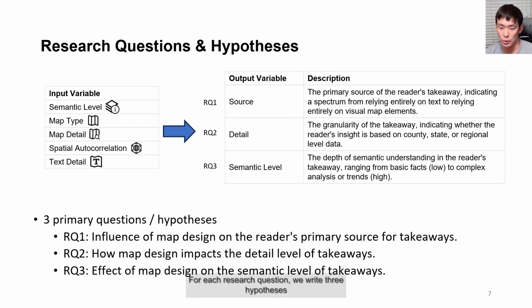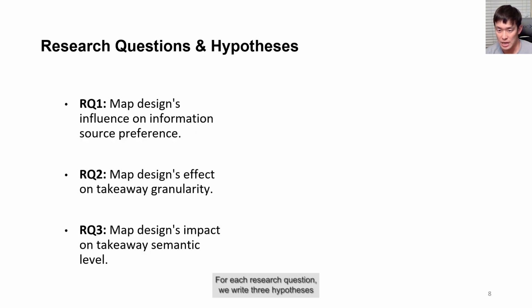For each research question, we write 3 hypotheses, A, B, and C. For each hypothesis, we have a brief explanation of why we made this hypothesis.